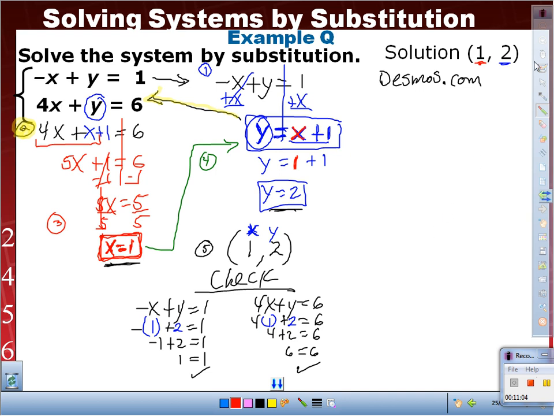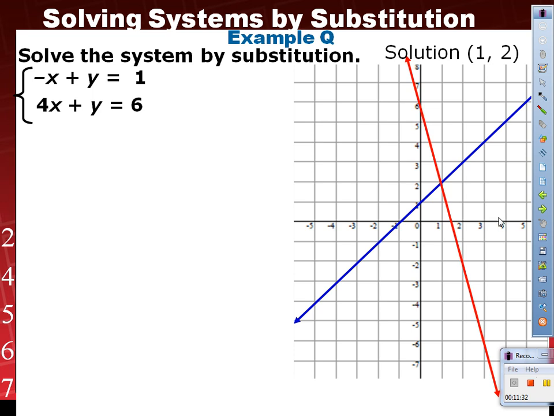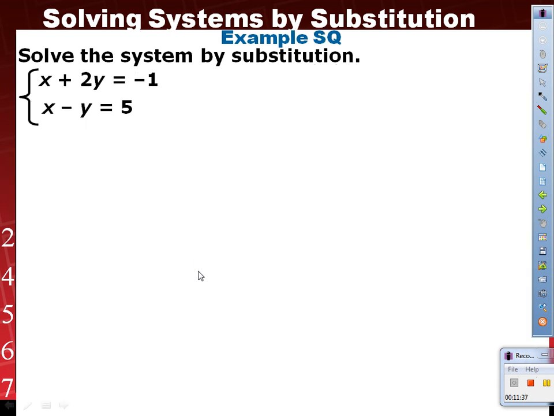Next, and on your Desmos, if you graphed it, it should look something like this. Is that correct? Yeah. All right. So copy this one, example super Q. You don't have to copy the instructions. We already have those. Just copy the system. Example super Q. System: x plus 2y equals -1 and x minus y equals 5.